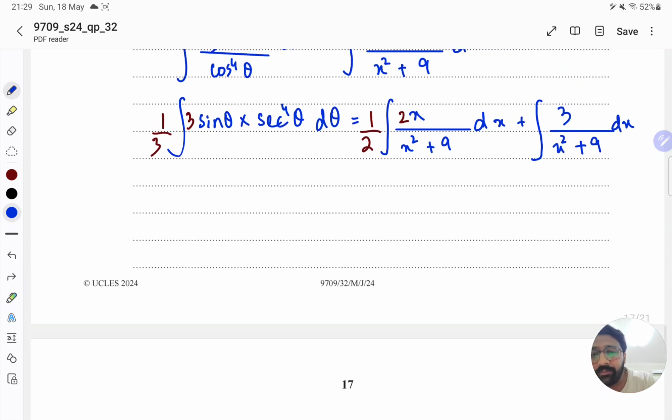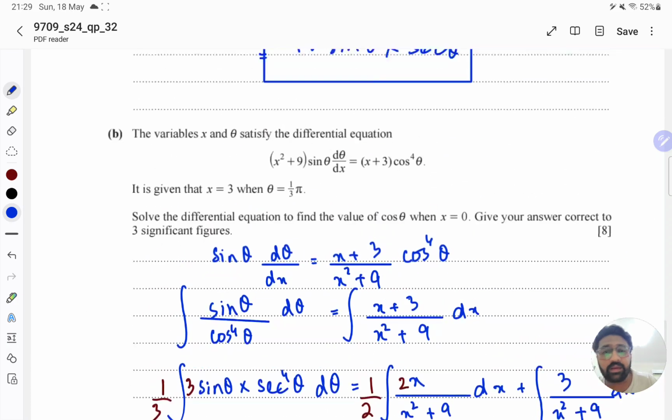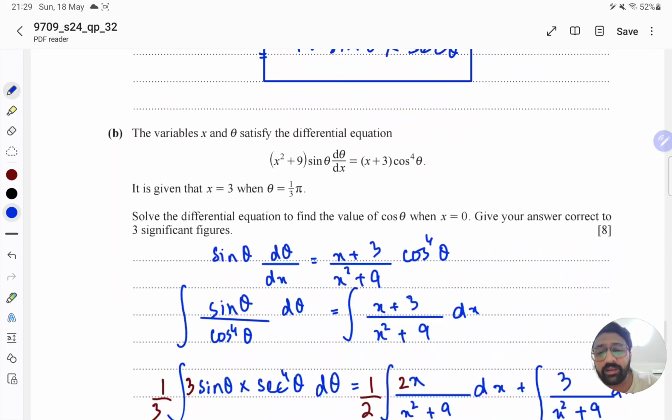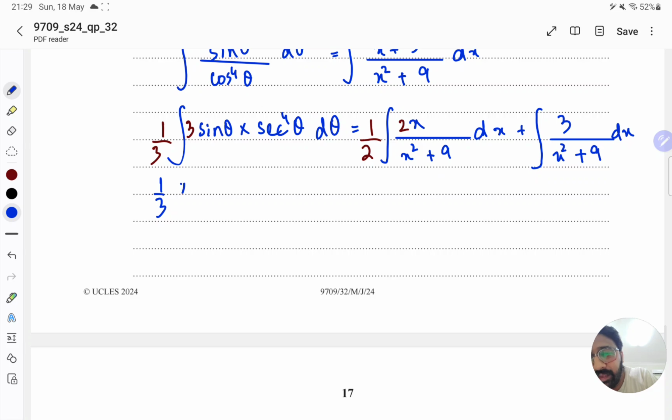If I do the integration of this one, this is going to be 1 by 3 as it is. I have this thing from the previous part as well. I can write it directly that we have the differentiation, this is the integration. It is going to become 1 over cos 3 theta, and similarly over here it will become 1 by 2 ln of x square plus 9.